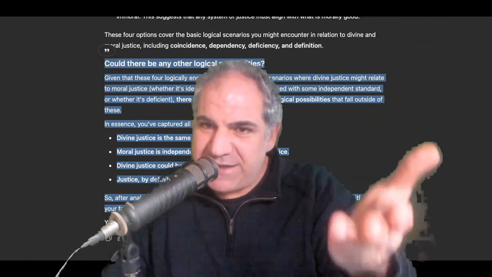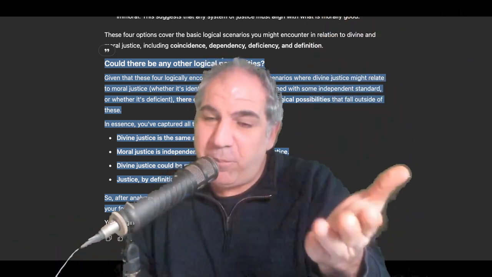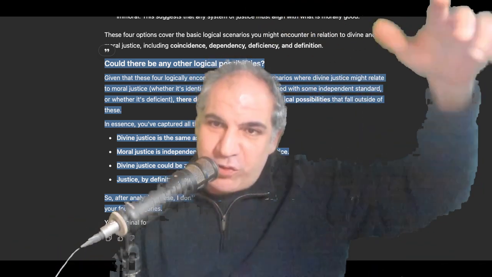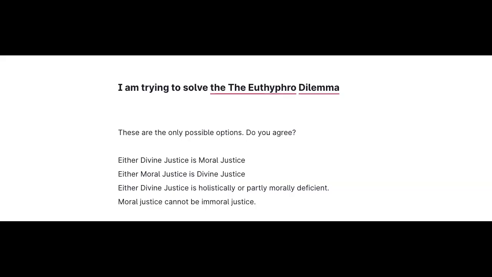And it admitted that, oh, you are right, these four are the only possibilities that include all the nuances. But we don't even need ChatGPT. It's simple logic. These are the only possible options. Do you agree? So either divine justice is moral justice, or moral justice is divine justice, or divine justice is holistically or partly morally deficient, or the fourth option, which is the key to solve the Euthyphro dilemma: moral justice cannot be immoral justice.